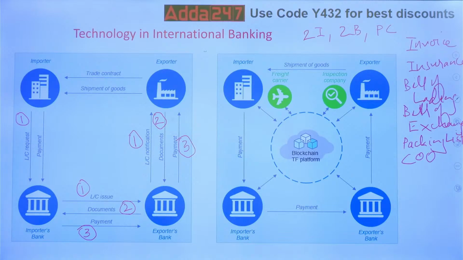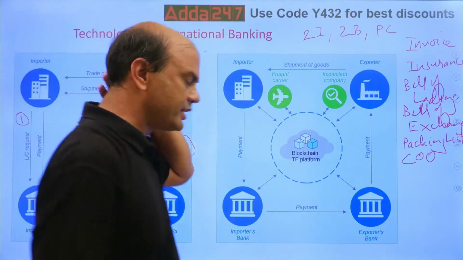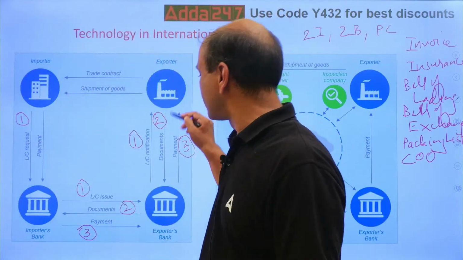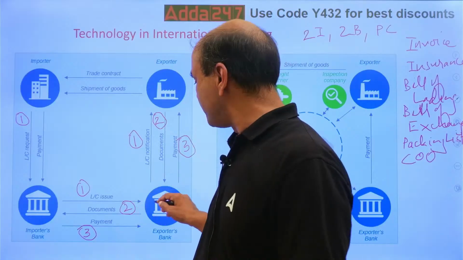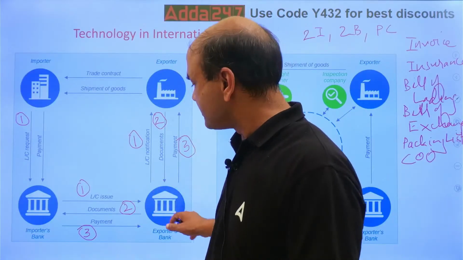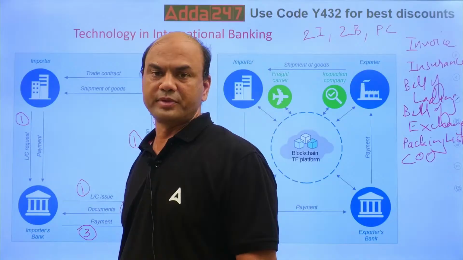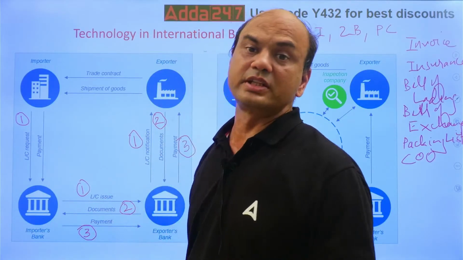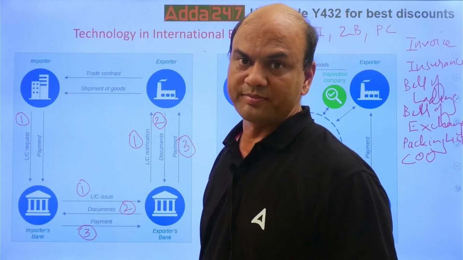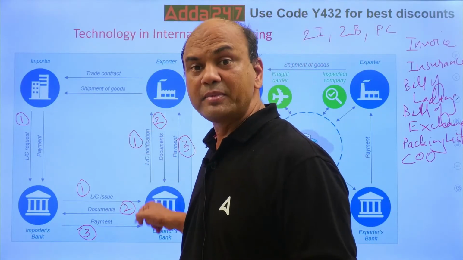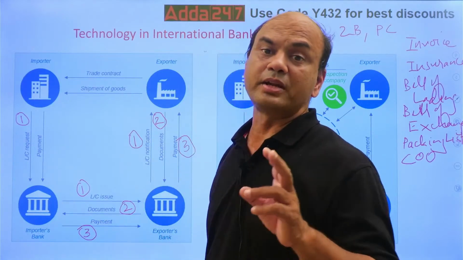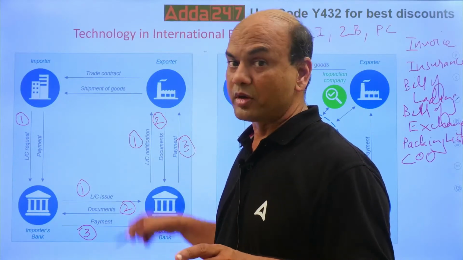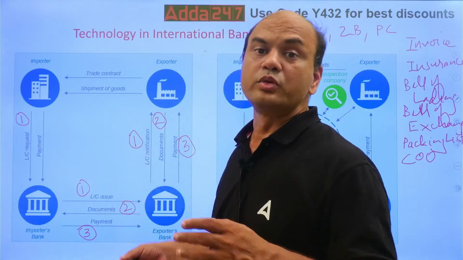Now look at the second step. Once the LC reaches the exporter, the second step begins. The exporter will prepare the documents and submit them to his bank. His bank will submit them to the issuing bank. This is called the documents flow. These banks are called negotiating bank and confirming bank. There are time delays in this. I am looking at it from the technology area now, not from the process area. There is a huge time delay.